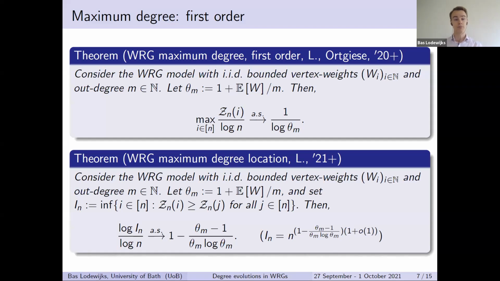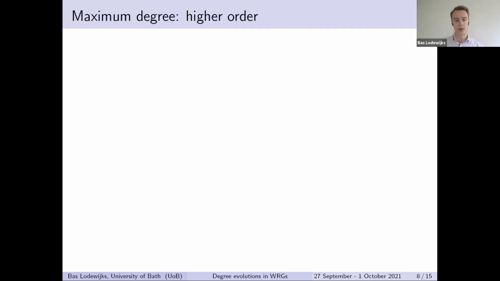And this result was previously only known for the random recursive tree, and only convergence in probability had been established. So this is a nice improvement and generalization of that result. Now what we see is that the behavior of the maximum degree in the graph is entirely determined by two things. First of all, the mean of the weights, and second, the out degree of every vertex. The underlying distribution of the weights doesn't really come into play yet. That only happens when we consider the higher order behavior of the maximum degree.